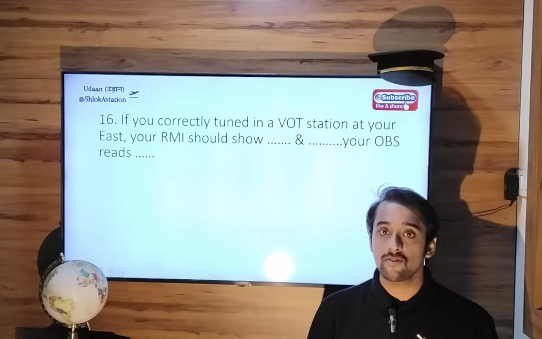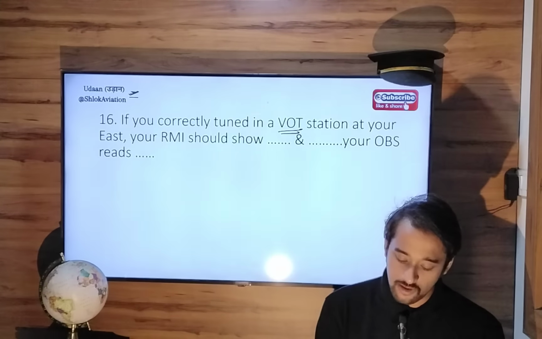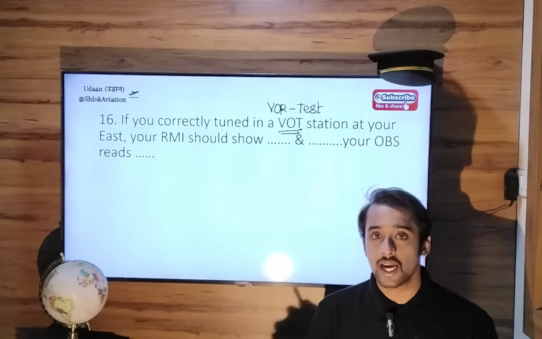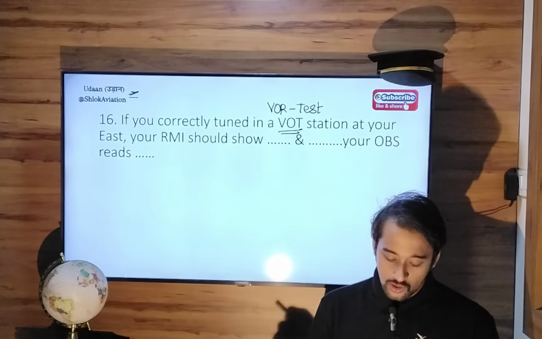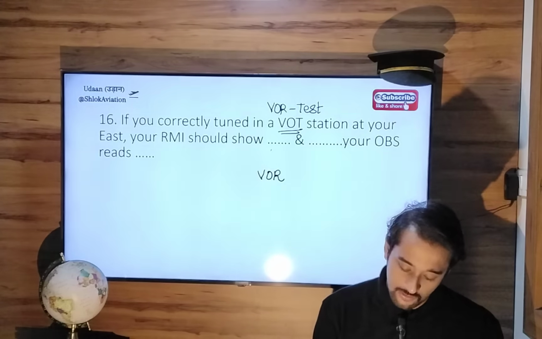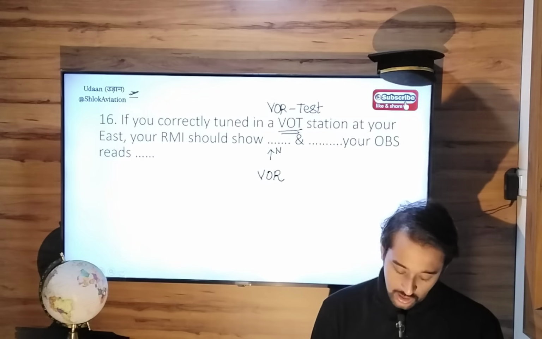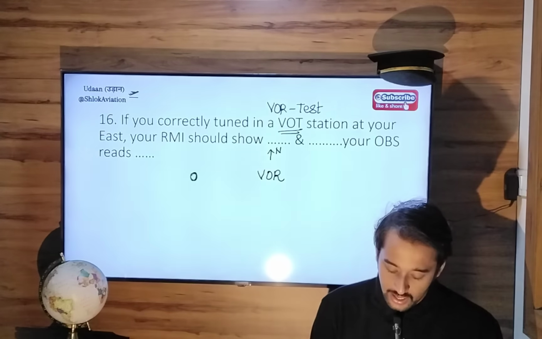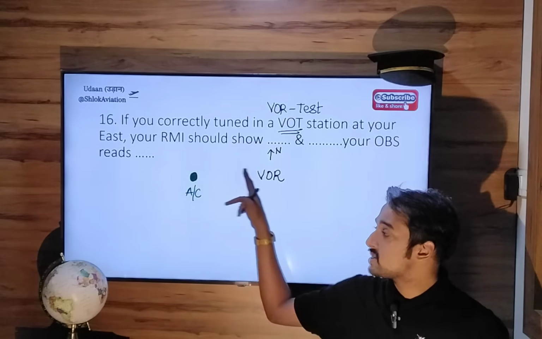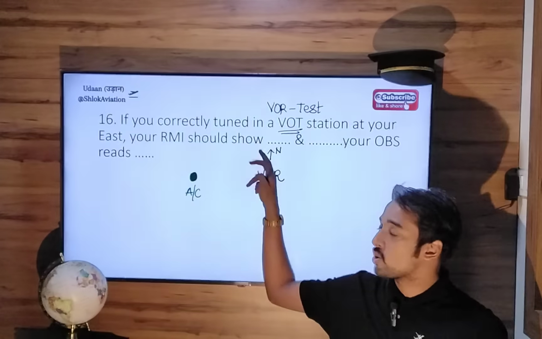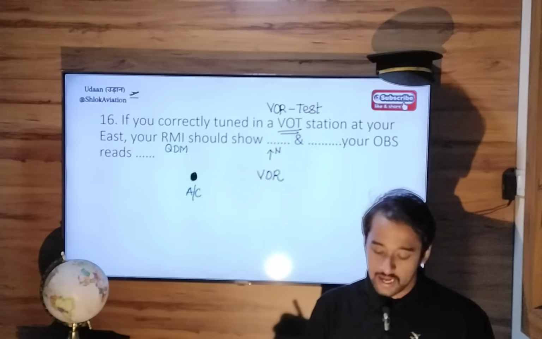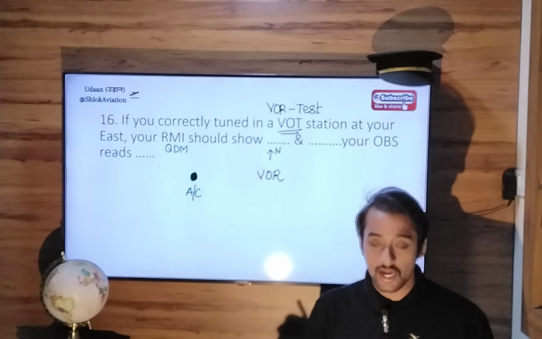Question 16. If you correctly tune in a VOT station, now VOT station is a VOR test. T stands for test, a VOR testing facility existing at every airport. So the question states that there is a VOR station to your eastern side. So if this is your northern datum, that means your aircraft location is somewhere here. That means with respect to aircraft, VOR is to its east. Your RMI should show what? RMI means QDM. Should show what? And your OBS should read what?